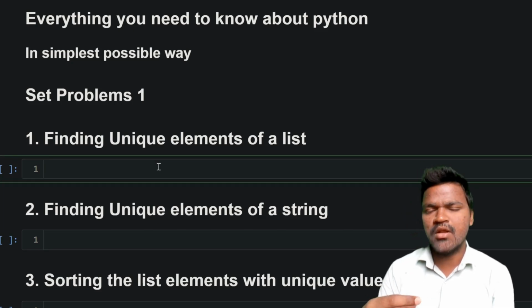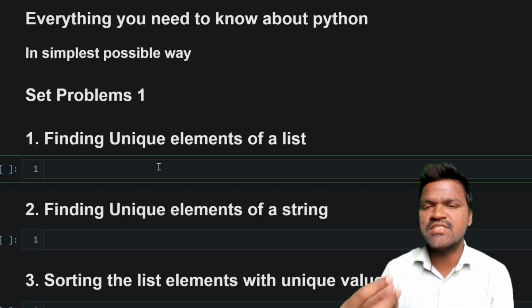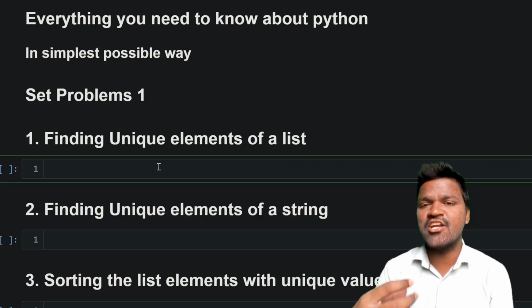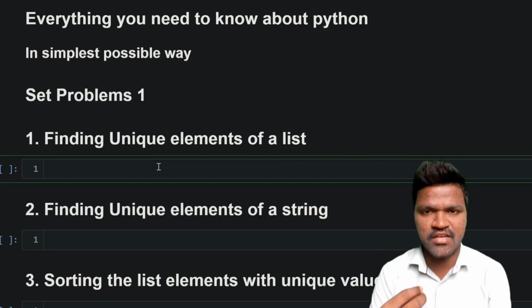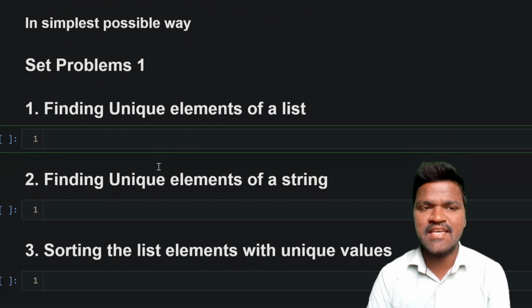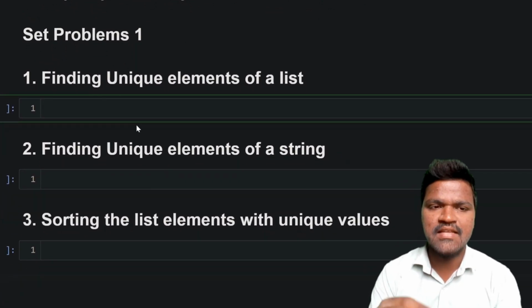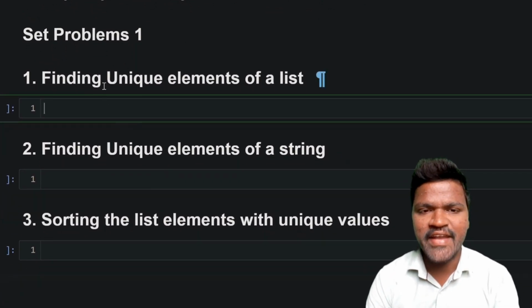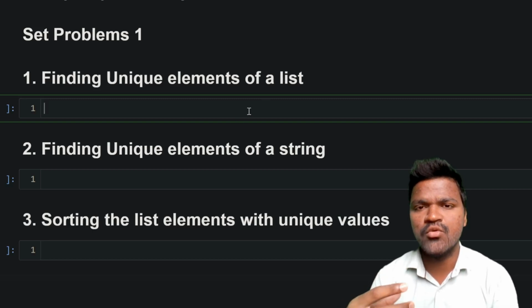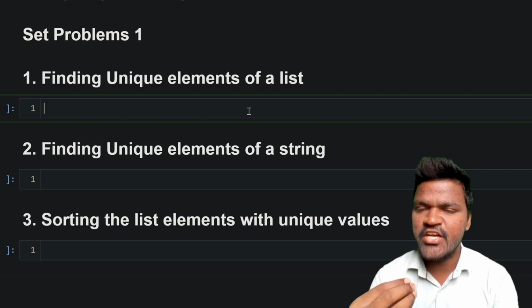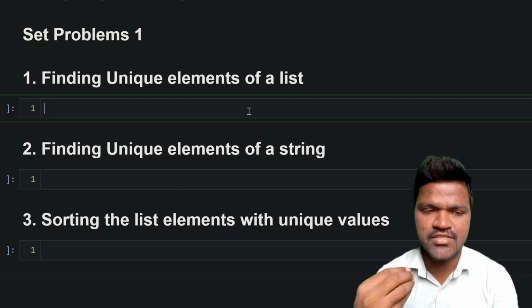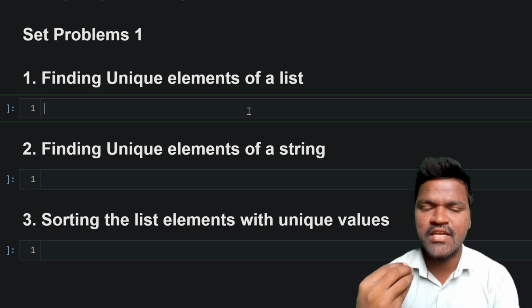Though the problem is not directly related to sets, by using the set concept we can actually solve this particular problem. So let us see how we can solve it. What it is saying is finding unique elements of a list. A list might have some duplicate elements, but we need to find the unique elements of the list. So let us see how we can solve that.